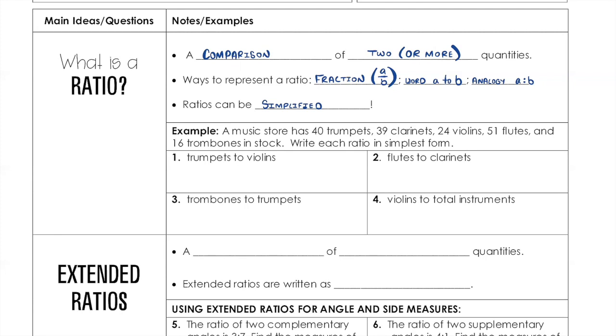The first way is a fraction, probably the most common way you have seen it, just A over B. The second way is in word form, so A to B. And our last way we can express a ratio is in analogy form, which is just A colon B.